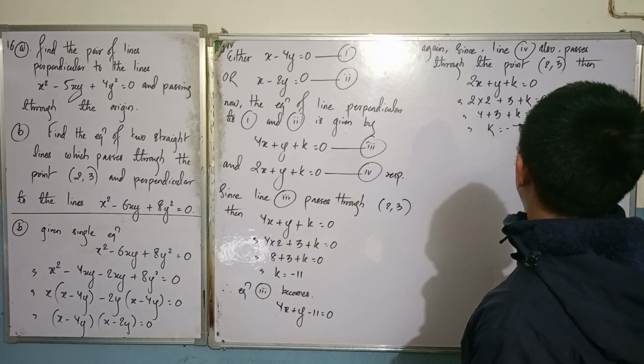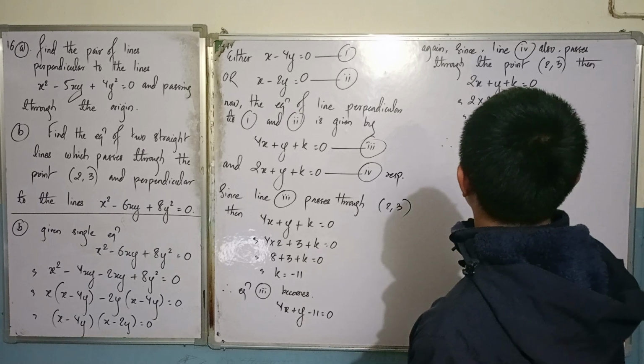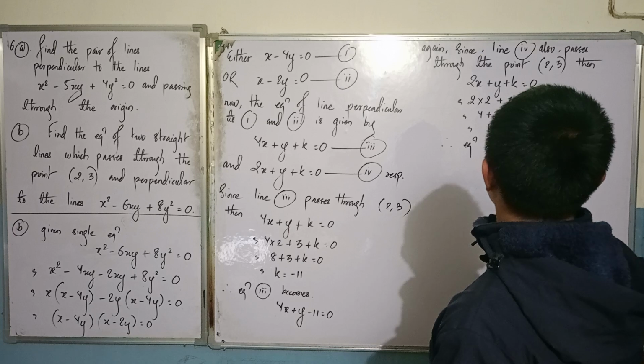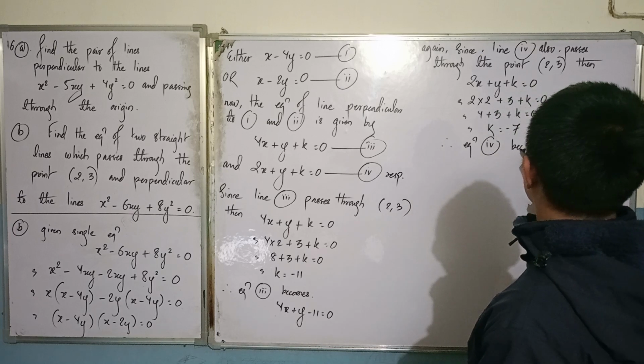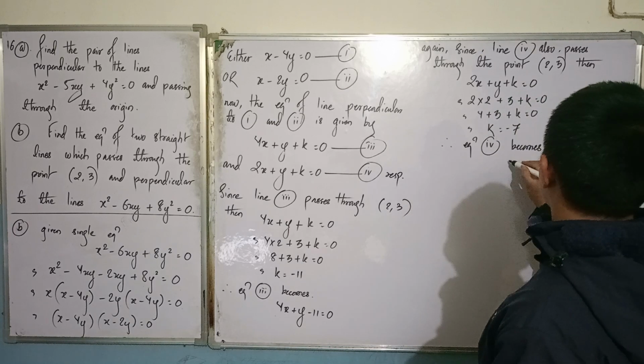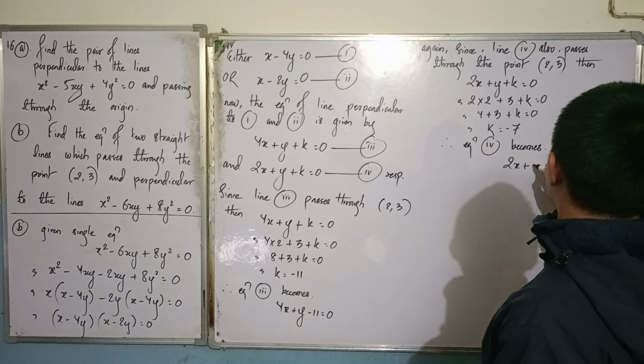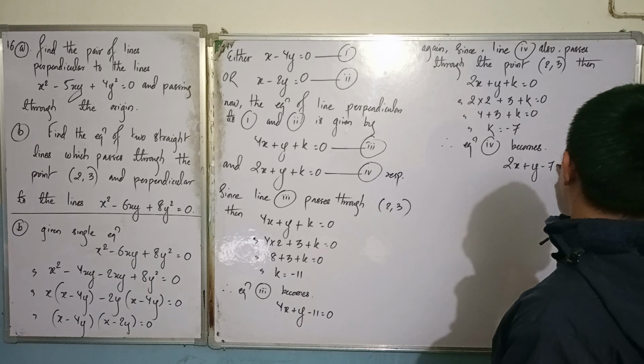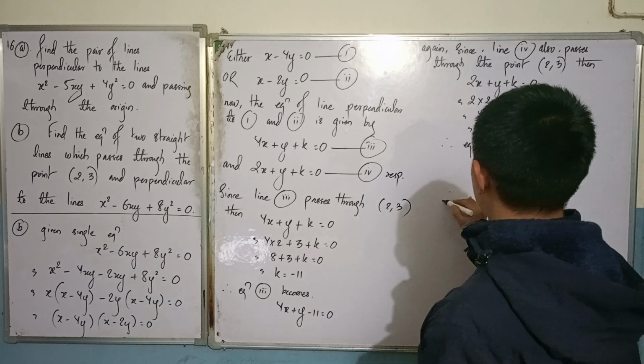4 plus 3, negative 7. Therefore equation IV becomes 2x plus y minus 7 equals 0.